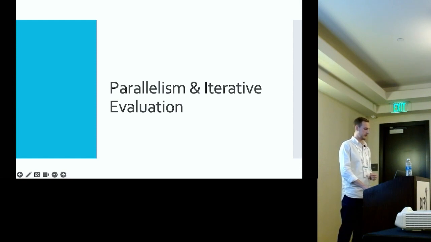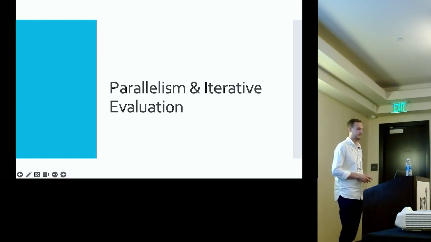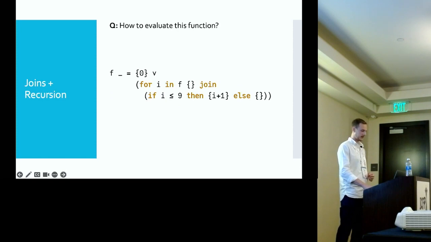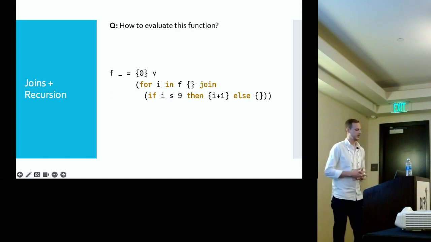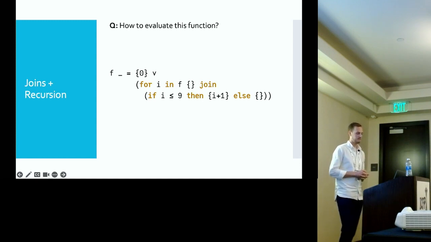All right, so that's it for compositionality for now. I want to move on to talking more about parallelism and also talking about how we evaluate Granite code. So this is an interesting little Granite definition. Here we're defining a thunk named f, and when that thunk is run, it's going to return some kind of set.